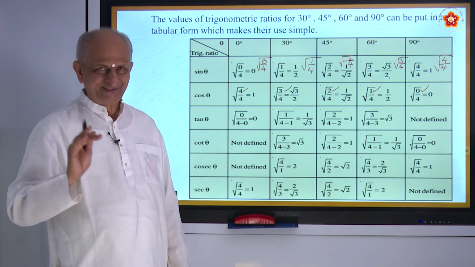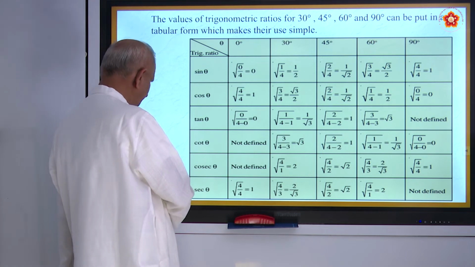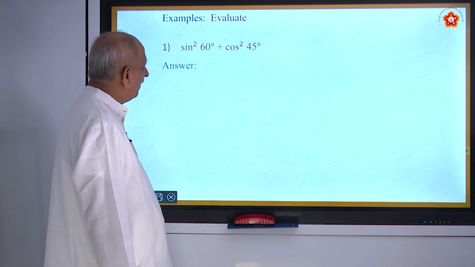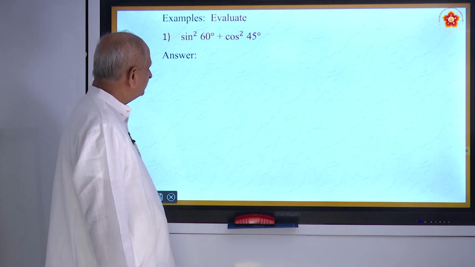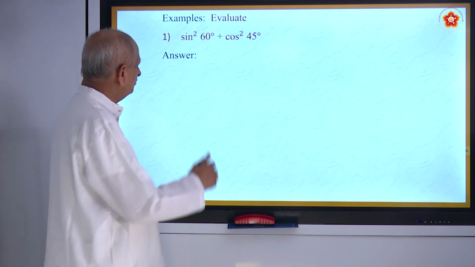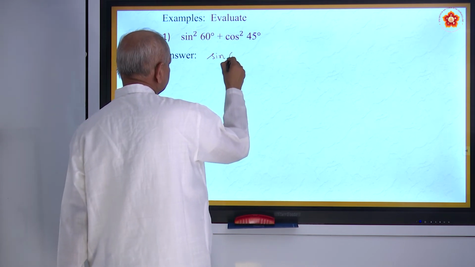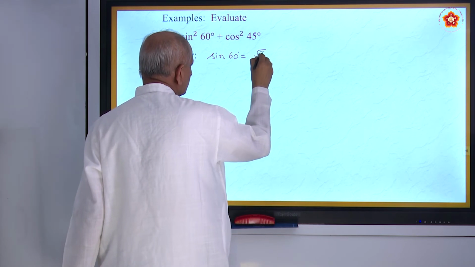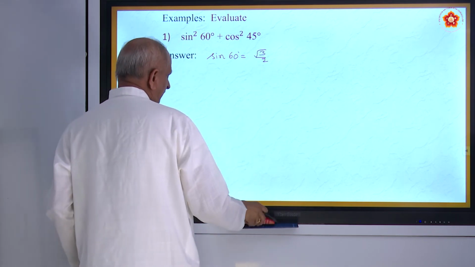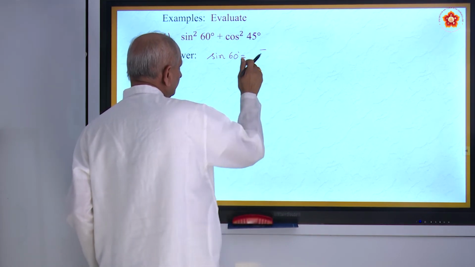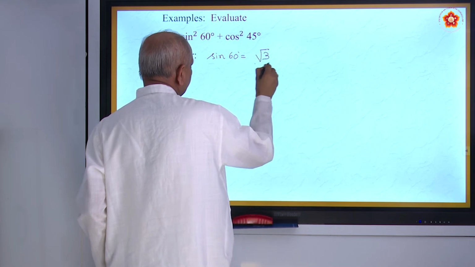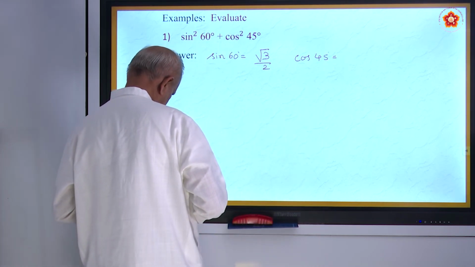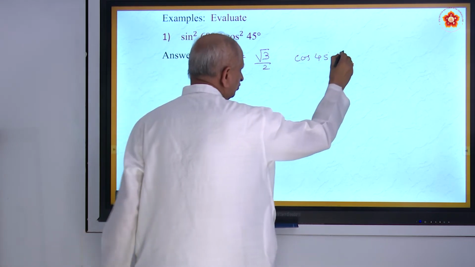Is it okay? You practice it and try to recall it, because if you know that correctly, then you can apply it in the problems. For example, you have sin squared 60 plus cos squared 45. First you must know the value of sin 60. If I refer to the table, sin 60 is root 3 by 2. And what is cos 45? By referring to the table, of course, in a later stage you can learn it by heart, cos 45 is 1 by root 2.